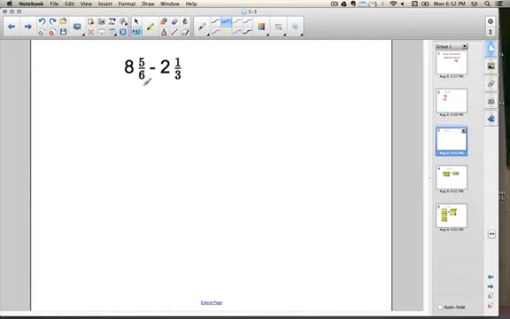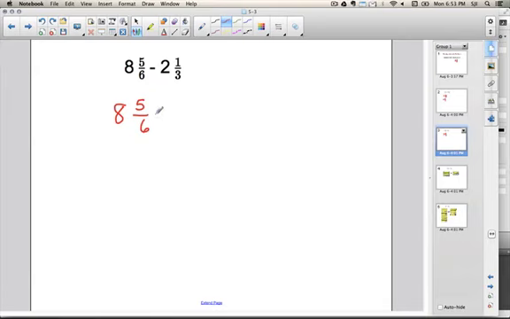Remember, when you find a common denominator, you don't have to worry about finding the smallest one. You don't have to worry about finding the least common denominator. You just need to make sure that you find a number that both of the denominators can go into. So when I look at this, I notice that 3 can go into 6. So that means that 6 is a common denominator for these two fractions. So that means this first fraction is going to stay the same. I'm going to just write 8 and 5/6.